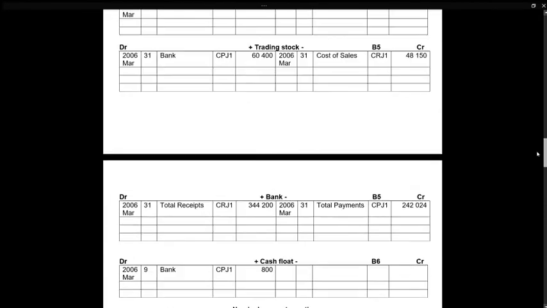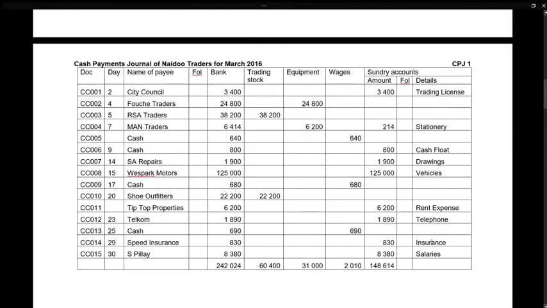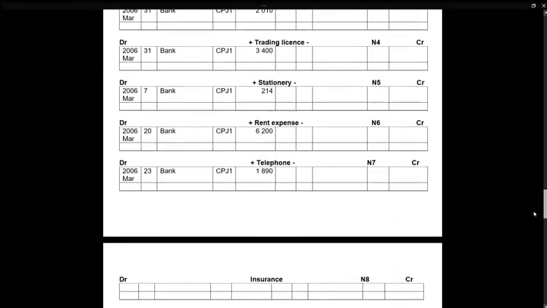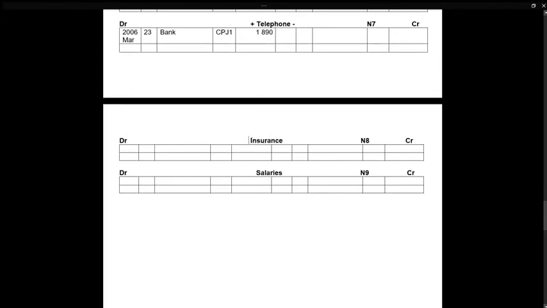Next one, insurance and then salaries. I'm going to do the two together. Right, insurance and salaries. 830 Rand for insurance, 8,380 Rand for salaries, and they took place on the 29th and on the 30th. Okay, let's go and fill them in. Both of these are classified as expenses, therefore plus, minus, salaries, plus, minus. Right, insurance was 830 Rand. Got it from my CPJ1. Details will be my bank account.